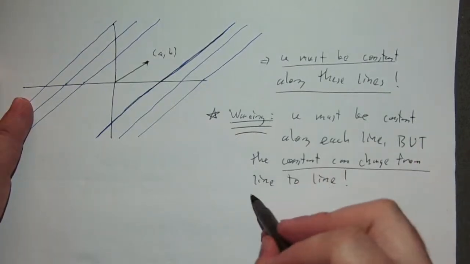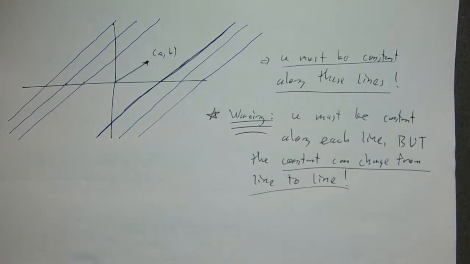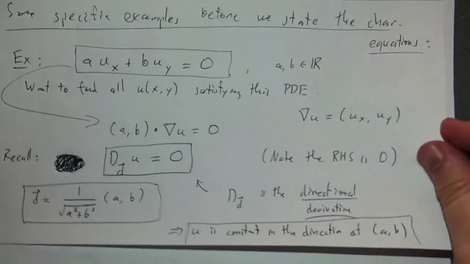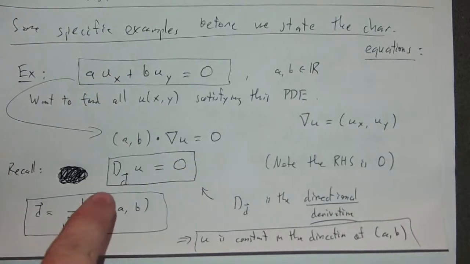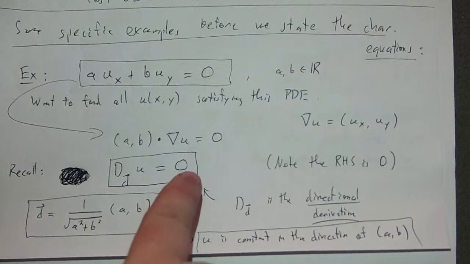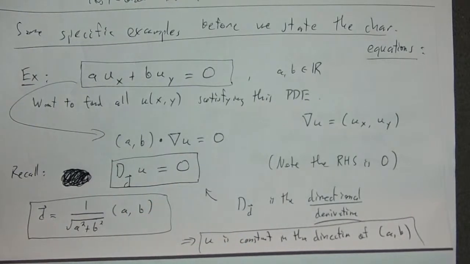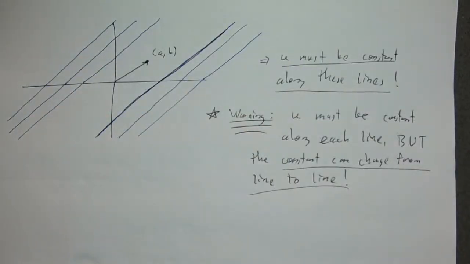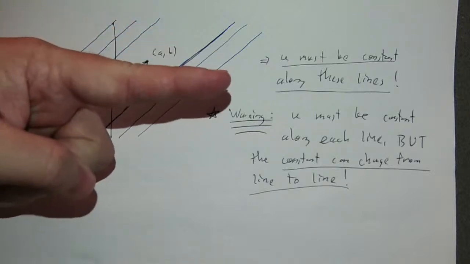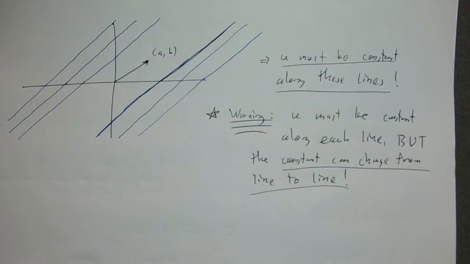All right? Let's think about this for a second. Again, this PDE, going all the way back here, told us that a function satisfying this has its directional derivative equal to 0 in the direction specified by AB, which means that it's constant in the direction of AB. So it's constant along any such line like this. But of course, it can change in any other direction. So in this direction, the value of U can change. It could go up, it could go down, it can change.